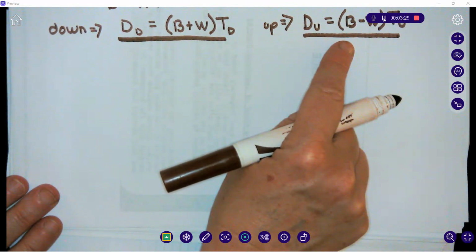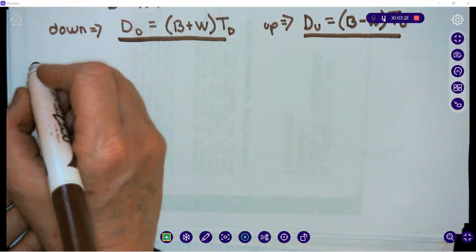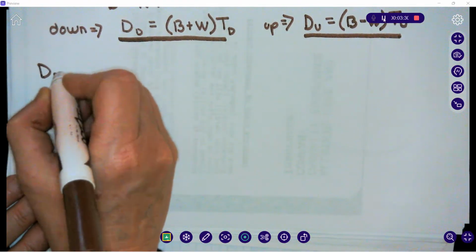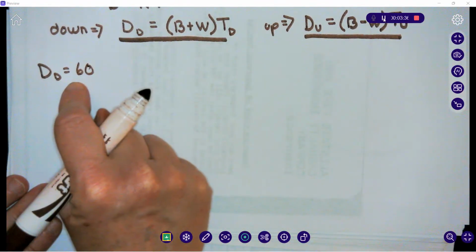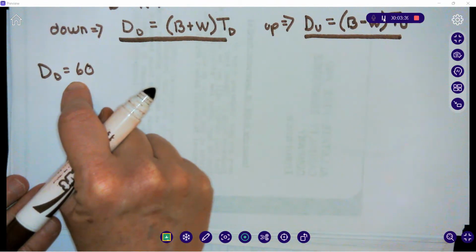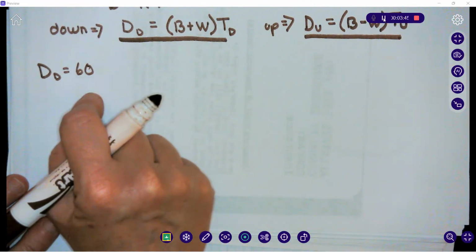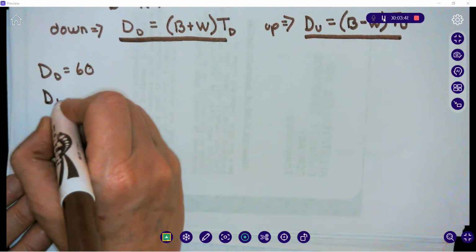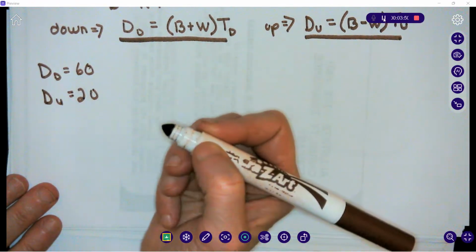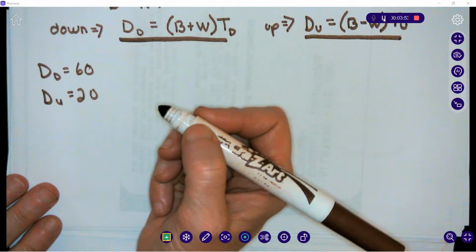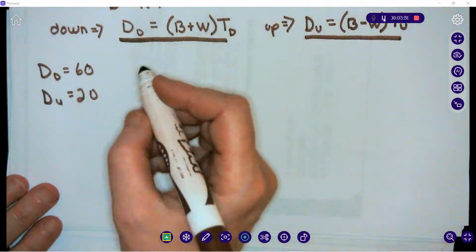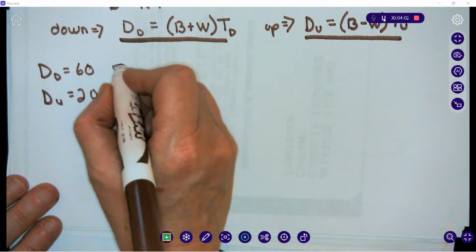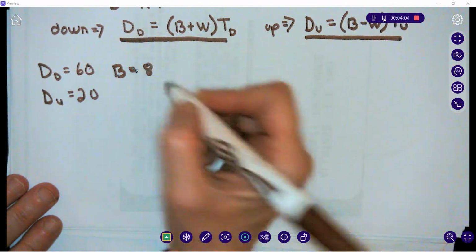All right, in this problem, Robert and Clay could go 60 miles downstream. So the distance downstream equals 60. We're just going to leave it at 60 right now instead of putting in the unit. What else does our problem tell us? It says that it took them the same time to go 60 miles downstream as it took them to go 20 miles upstream. So our distance upstream equals 20. If the speed of their boat was 8 miles per hour in still water, so that's the rate of the boat, the rate of the boat equals 8 miles per hour.